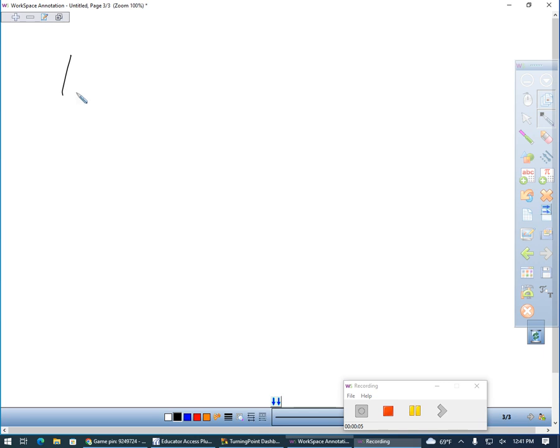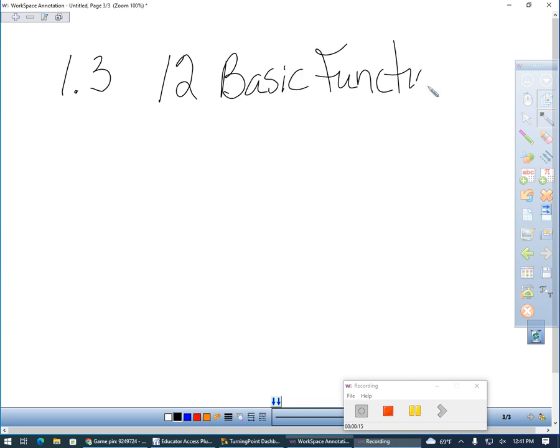All right, 1.3. We have 12 basic functions. And each of those basic functions have properties that help to identify them. The first one we are going to start with is called the identity.